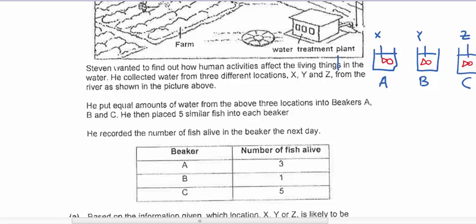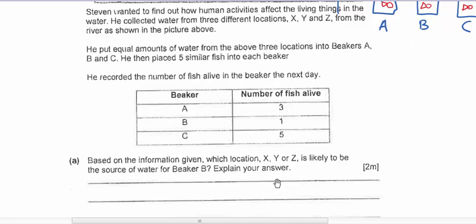Alright. So then he recorded the number of fish alive in the beaker the next day. So in beaker A, I only have 3 alive. Beaker B, 1 alive, and then beaker C, 5 alive.